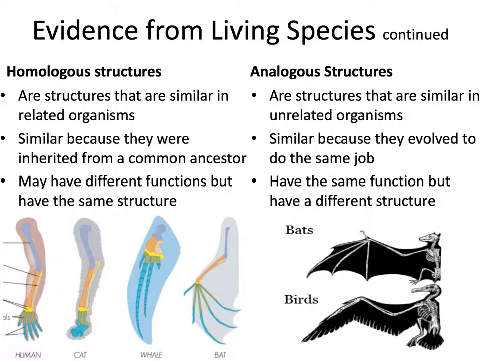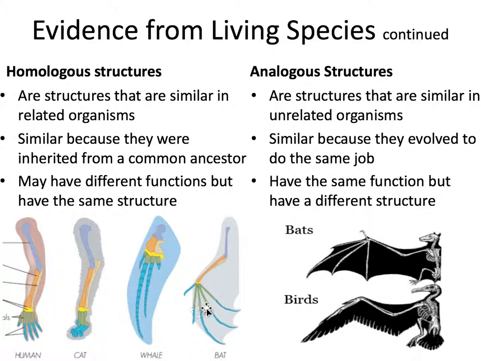So these are homologous and analogous structures. Homologous structures are similar in related organisms, and they're similar because they were inherited from a common ancestor. They might have very different functions, but the same structure. Here is a classic picture showing homologous structures. This is a human's arm, a cat's leg, a whale, and you have a bat's wing.